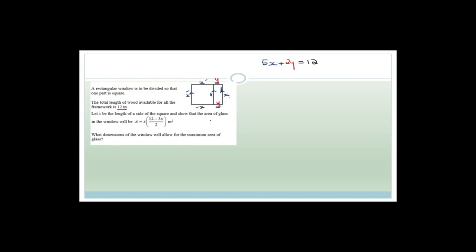Do you agree? So what do we want to do? We actually want to find these little sides in terms of x. Why do we want to do that? Because they've asked us for the dimension. Hang on a minute. They've asked us for the area of the glass, the window. So obviously we need to know this area here. Okay. We need to know that area and that area.